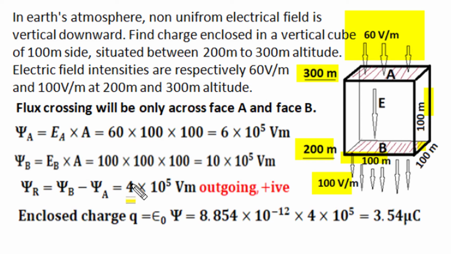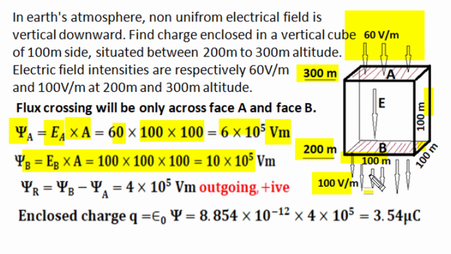Now at face A, the E vector is normal to the surface, so the total amount of flux is the multiplication of electric field intensity and area of the face. Area is 100 by 100 meter square. Electric field is 60 volt per meter. So the total amount of flux in volt meter unit is 6 into 10 raised to 5 at face A, incoming or negative. Similarly at face B, where electric field strength has increased to 100 volt per meter, the total amount of flux would become positive 10 into 10 raised to 5 volt meter, outgoing in nature.